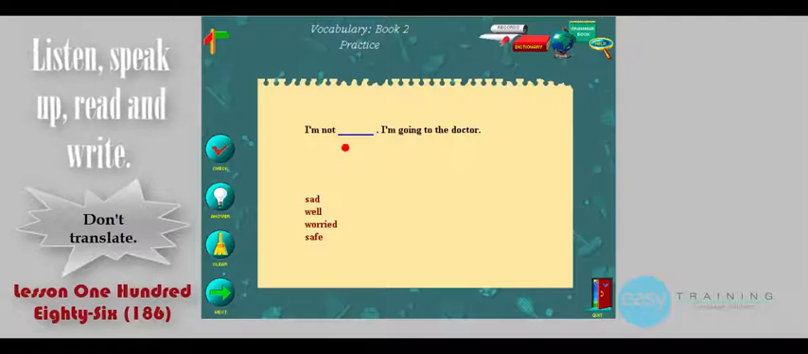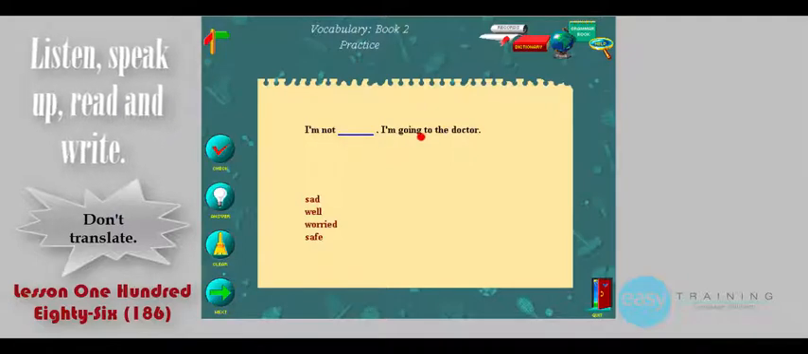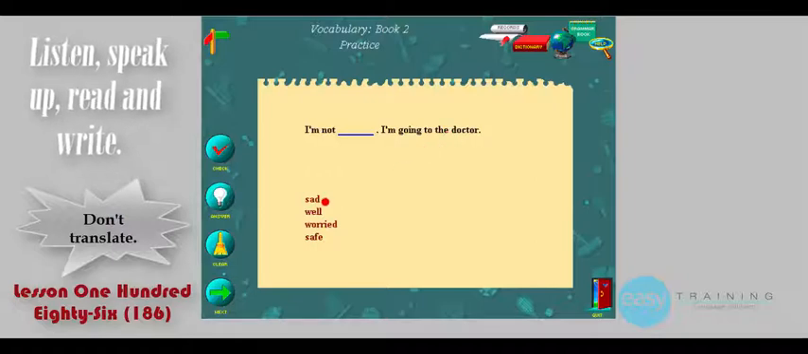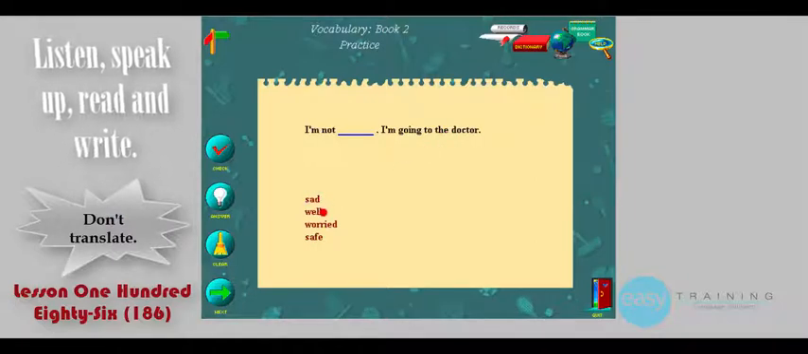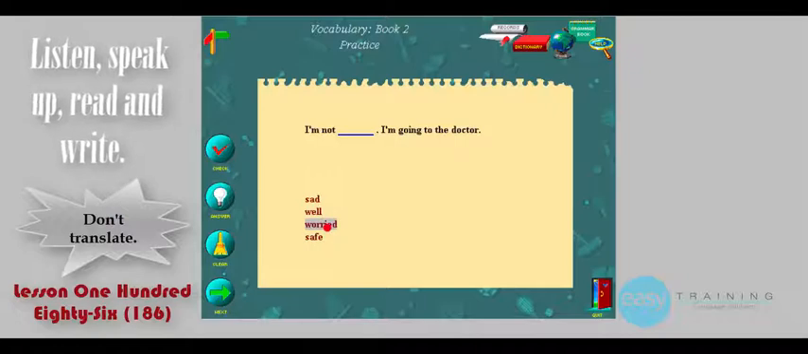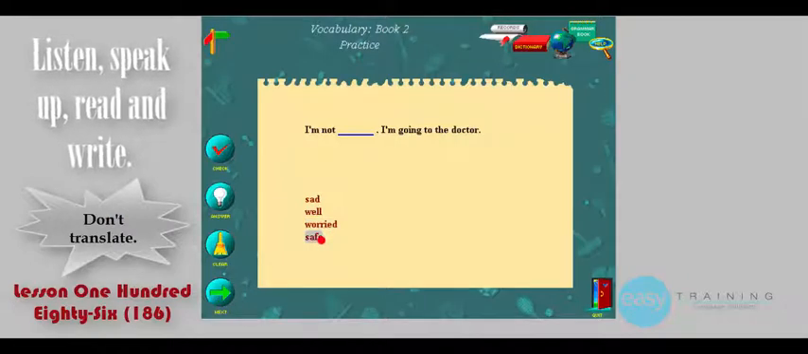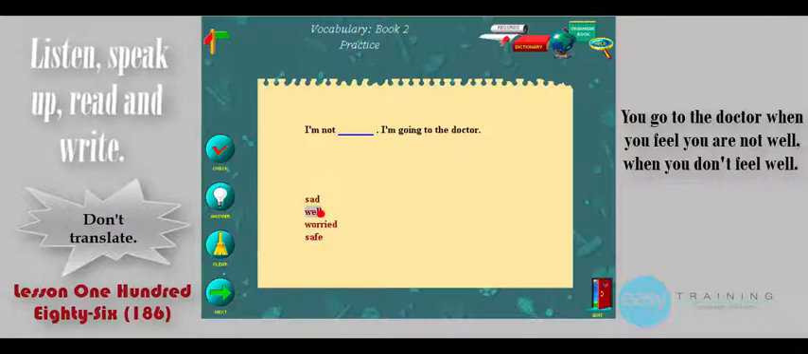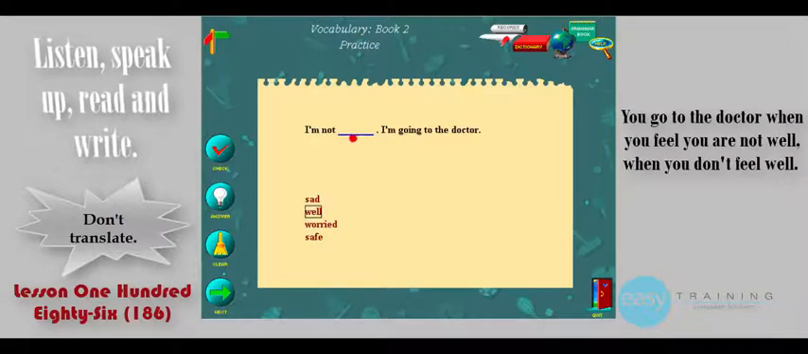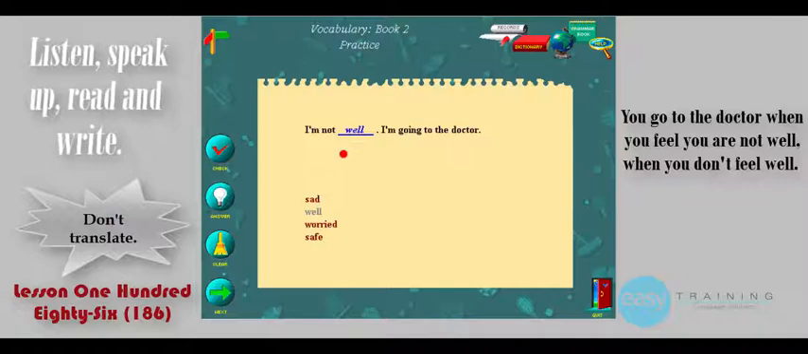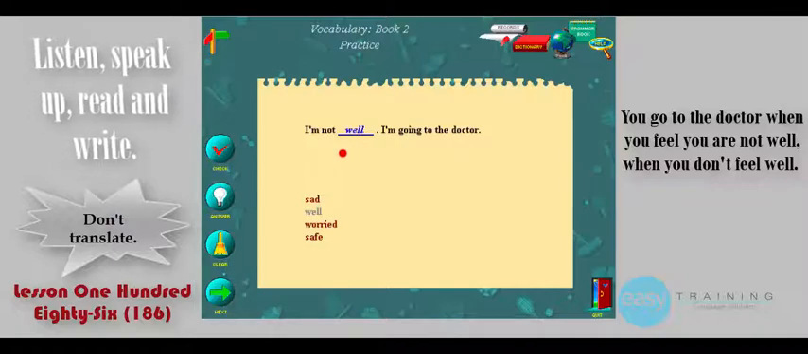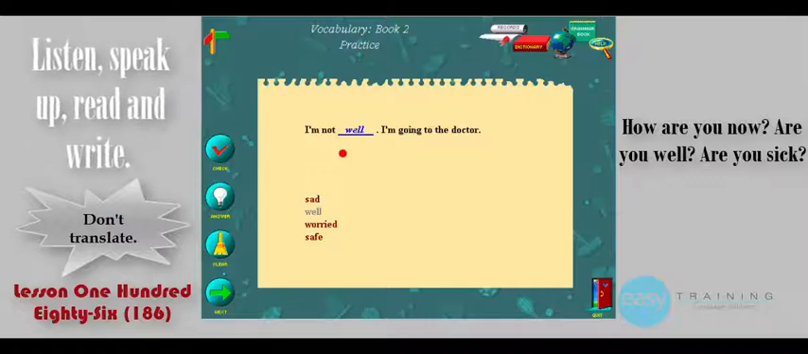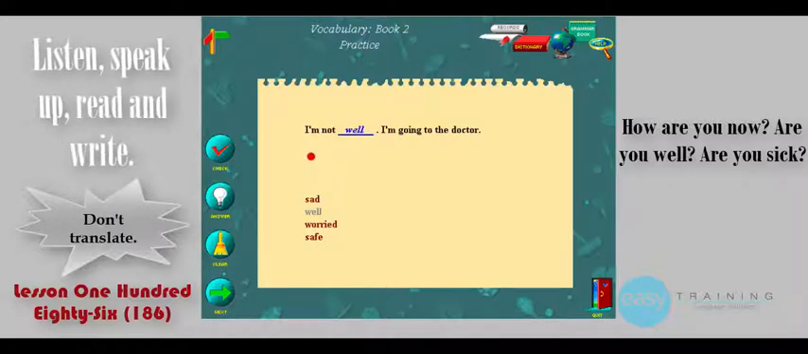I am not blank. I'm going to the doctor. I'm not sad. I'm not well. I'm not worried, or I'm not safe. You go to the doctor when you feel you are not well. When you don't feel well, you go to the doctor. So this person says, I'm not well. I'm going to the doctor. How are you now? Are you well? Are you sick?